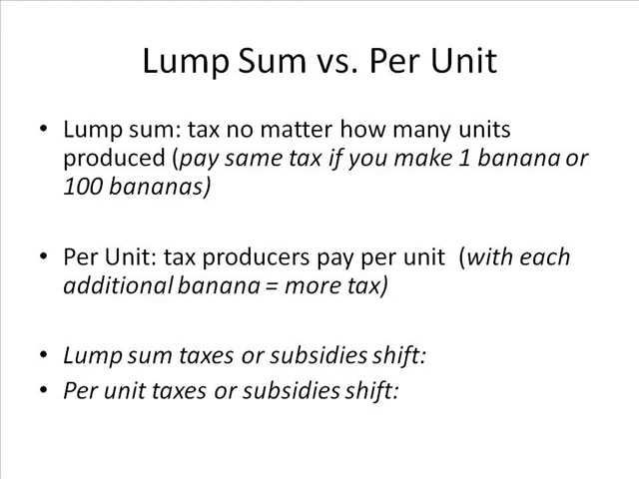Per unit taxes change your price or quantity. In perfect competition, it's not going to change your price because MR is always the same. But MR equals MC for your quantity, and per unit taxes or subsidies do shift the MC curve. So that's really important to know. In lump sum, only ATC moves. But in per unit, the MC moves as well.